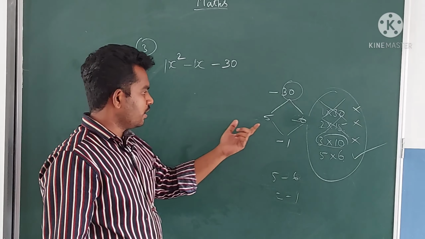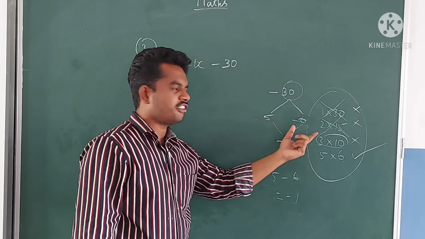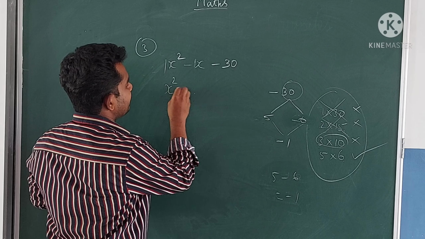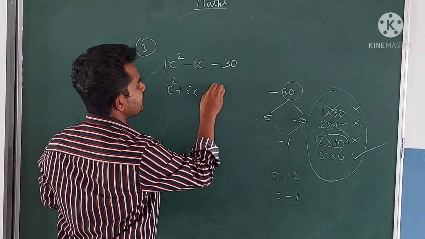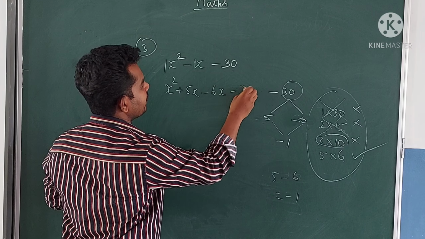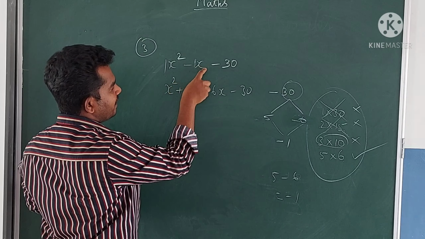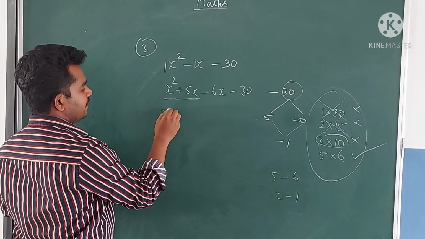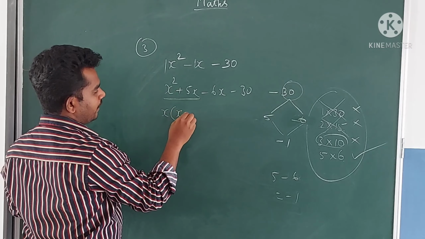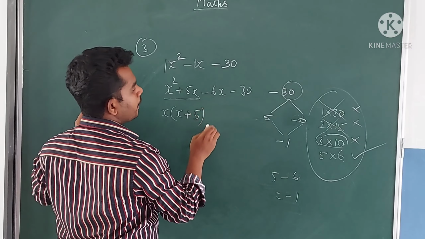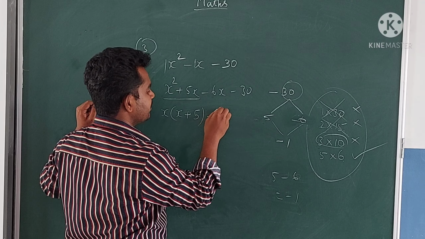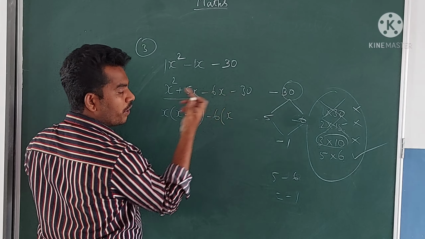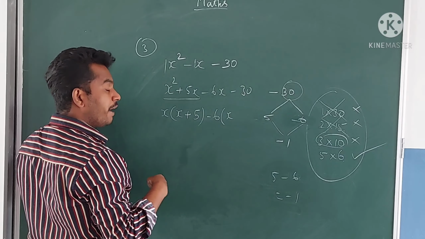You can tell the factors directly, x plus 5, x minus 6, but you should write the steps. x square plus 5x minus 6x minus 30. So we write the minus x as 5x minus 6x. Next, x as a common, x plus 5. Here minus 6 as a common. Here only one minus is there, so we will take minus 6.